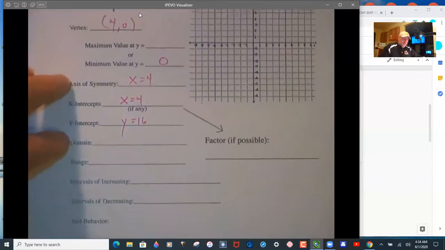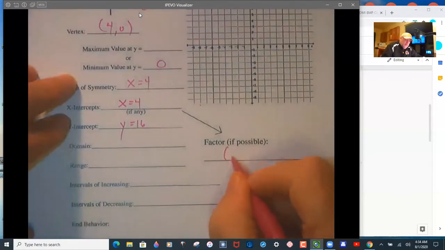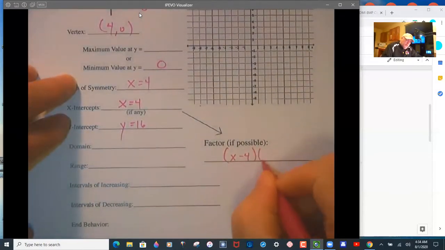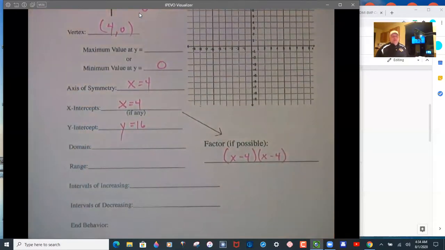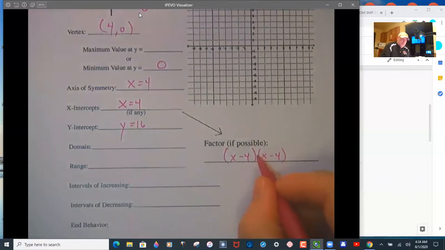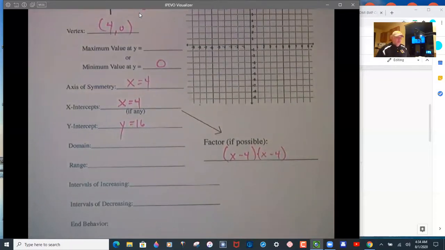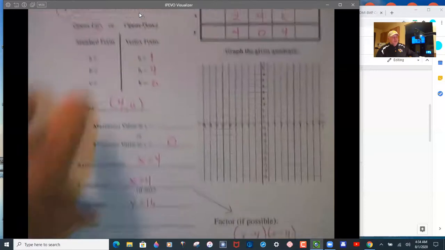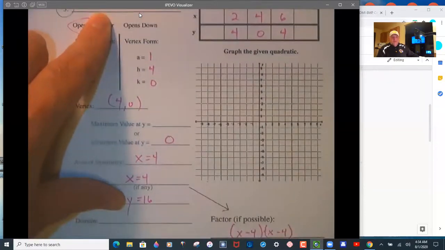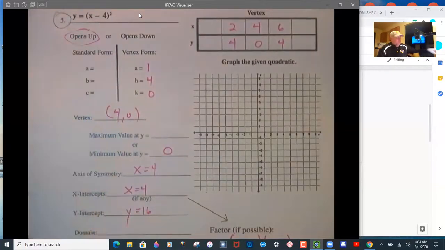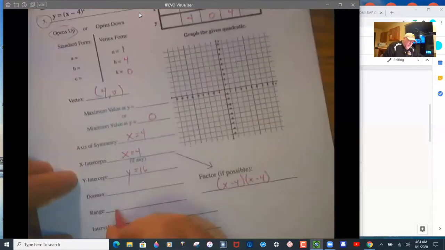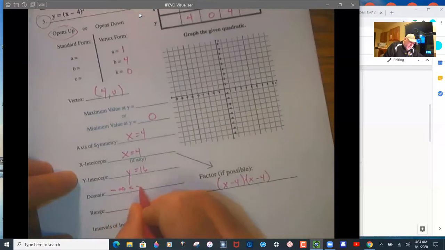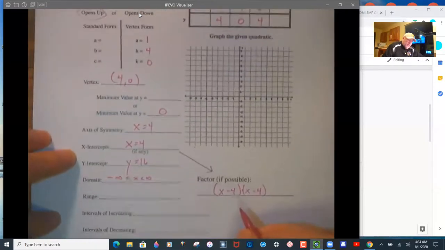Factor if possible. Now here's the weird thing. Even though we only have one x-intercept, there's an identical set of factors that get the product. Notice how it's kind of related to that too. It happens twice. Zoom out a little bit. Okay, domain is all reals. It's always going to be the case because I can't get the left and right side of the box on.